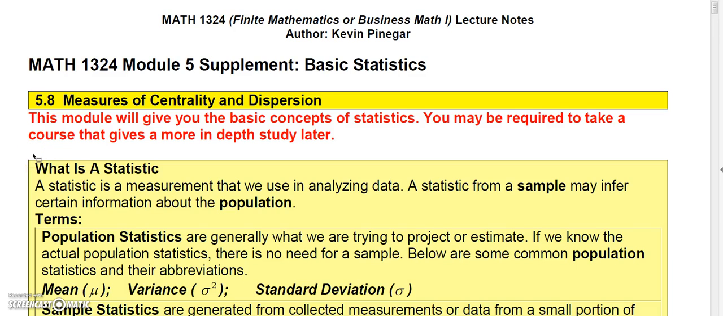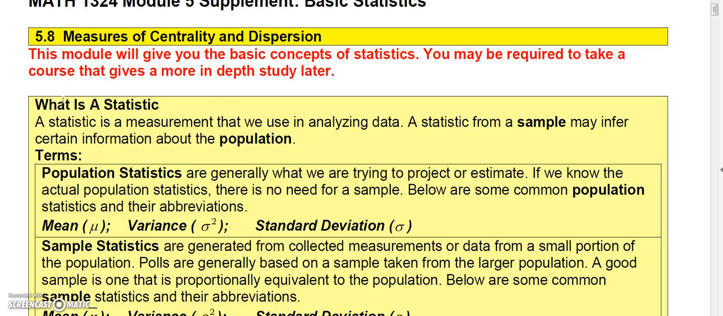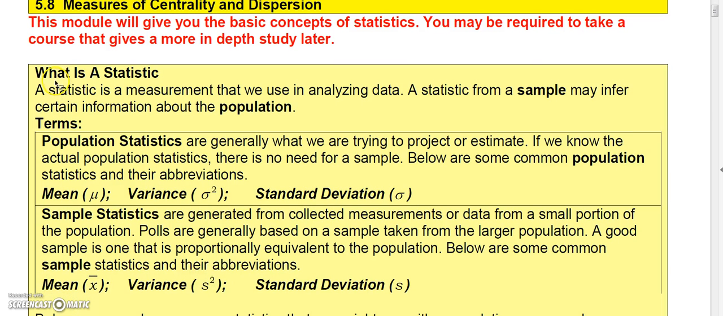In this last section of the course, we're going to study just a little bit of statistics, but just enough to wet your whistle, but not enough to make you an expert. But let's talk about what is a statistic. A statistic is actually a measurement that can be used to analyze data. Now, a statistic from a sample can be used to infer certain information about the population.